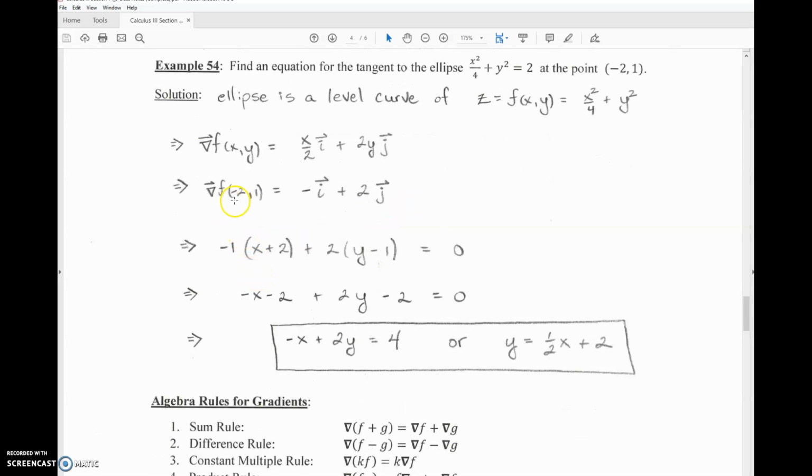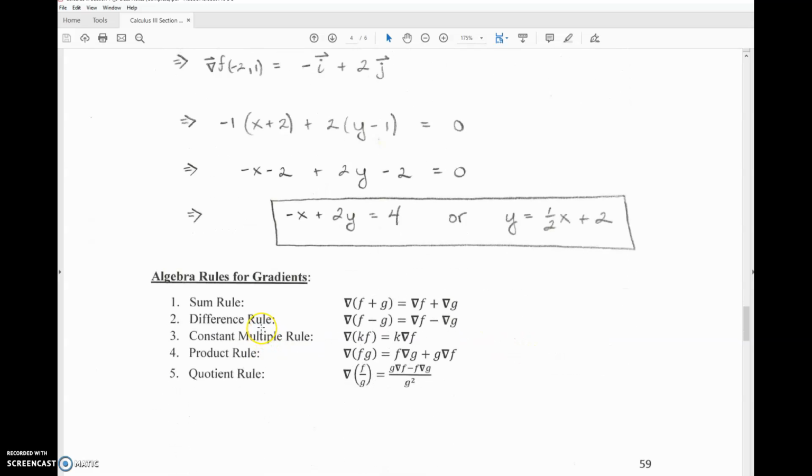The gradient of f at the point minus 2, 1 is minus i plus 2j. So these are your a and your b in your equation for the tangent line. So it's minus 1 times x minus x naught, which is x plus 2, times y minus 1, equals 0. You can simplify that and put it in standard form or in slope-intercept form, whichever a problem calls for.